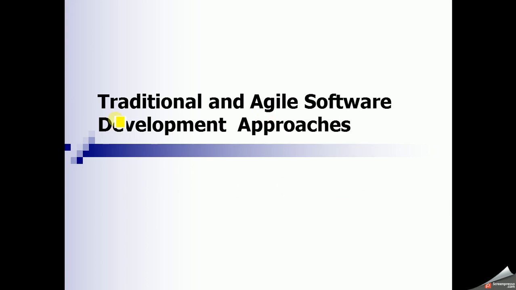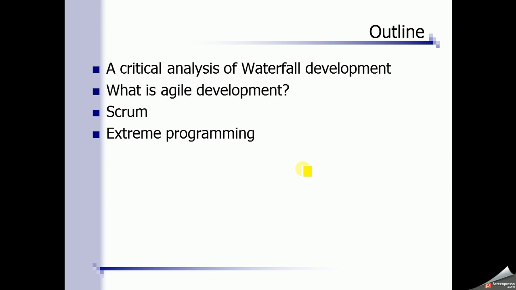Today we'll start the new chapter, which is about a comparison of the traditional, waterfall approach and agile software development approaches. So we'll have a critical analysis of the conventional or waterfall development approach. Then we will see what is agile software development, and we'll discuss two of the many techniques in agile software development. We'll just discuss two of them: Scrum and extreme programming.